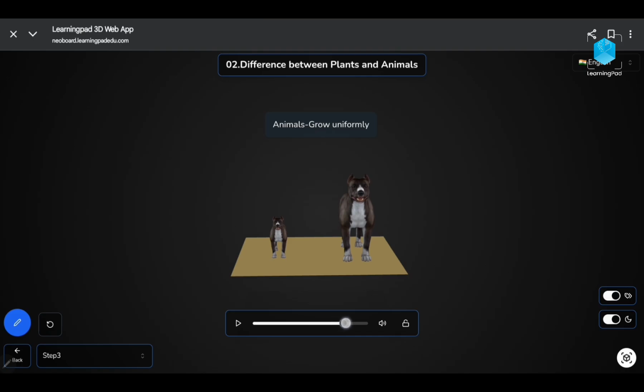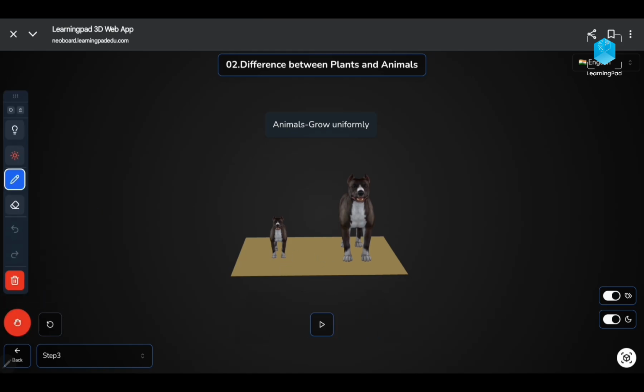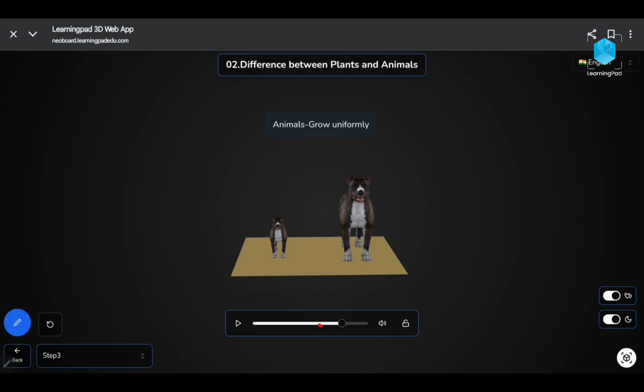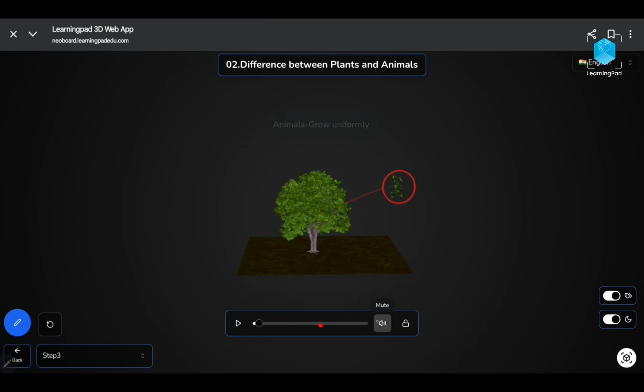In animals, if an animal is growing, you can see in this picture a small dog. The dog has grown to a height, right? So growth is uniform. You will not see one leg growing first, then the second leg growing later. After reaching a certain stage, the growth stops. So this was about the differences in growth.